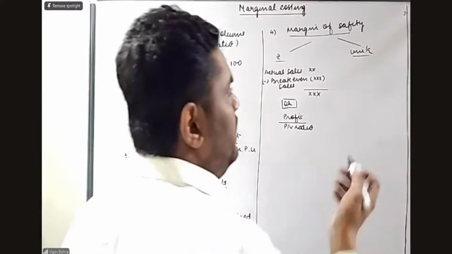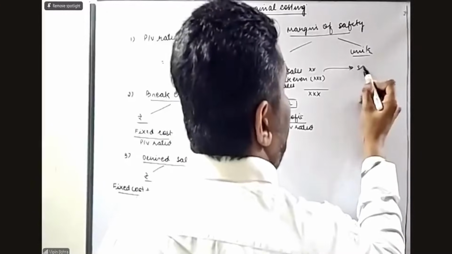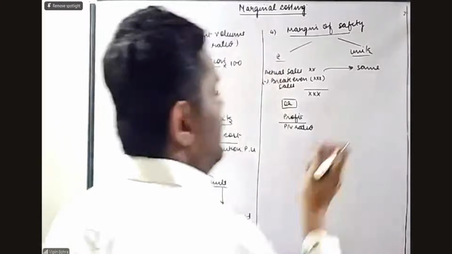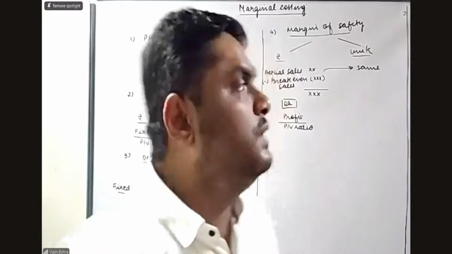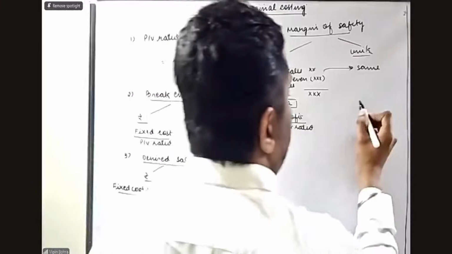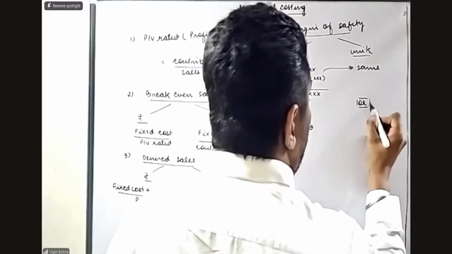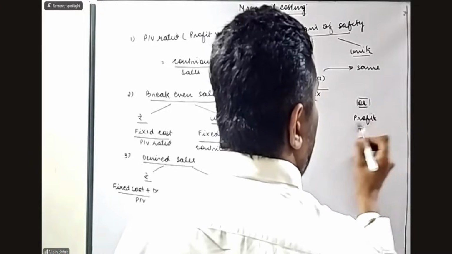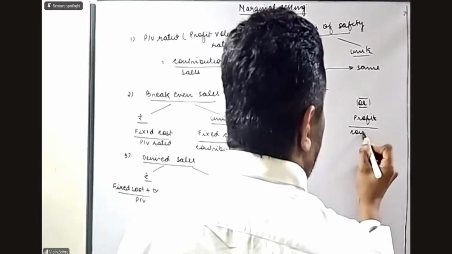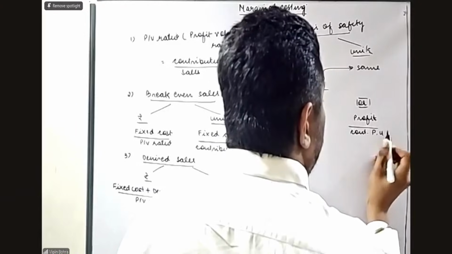Similarly, if you want to calculate it in units, the same formula applies here. You can calculate it as actual sales in units minus break-even sales in units, or alternatively, you can calculate it as profit divided by contribution per unit.